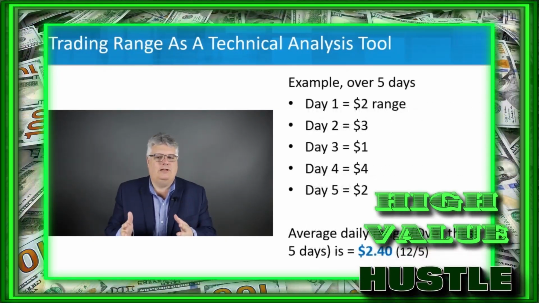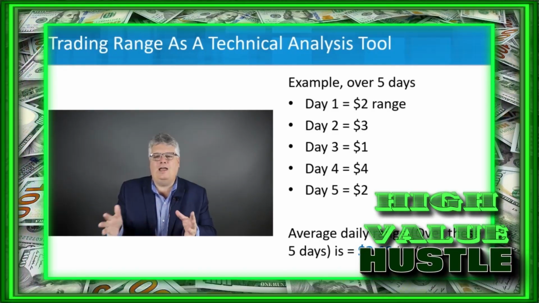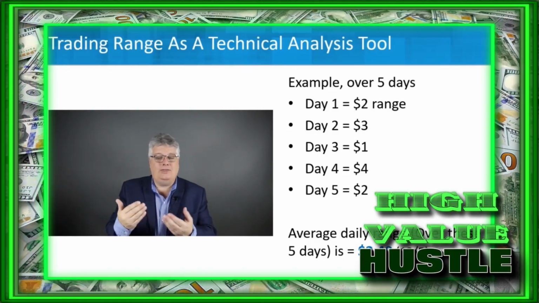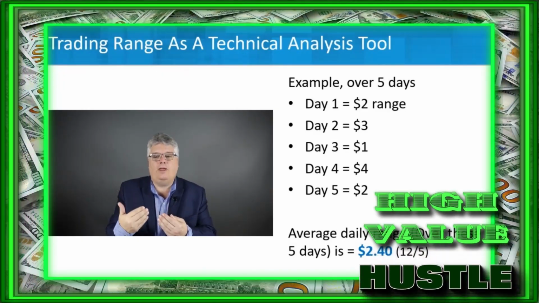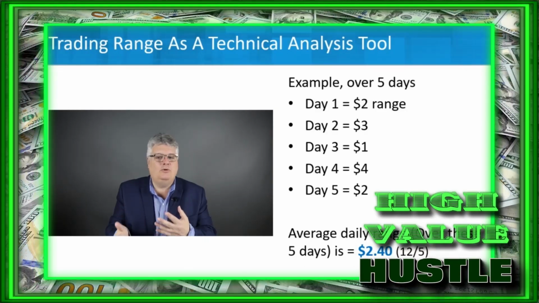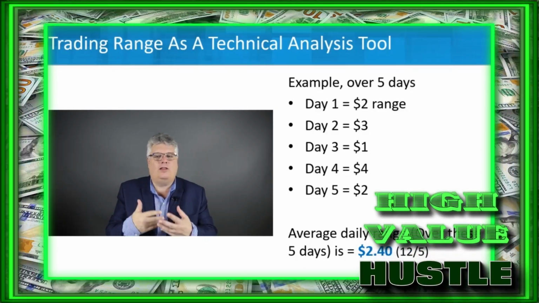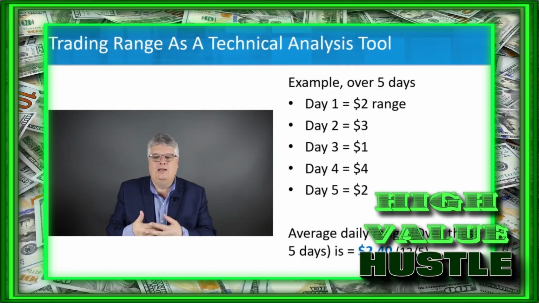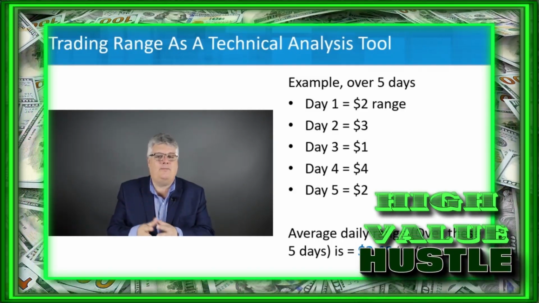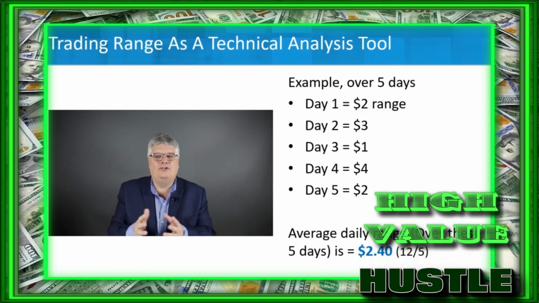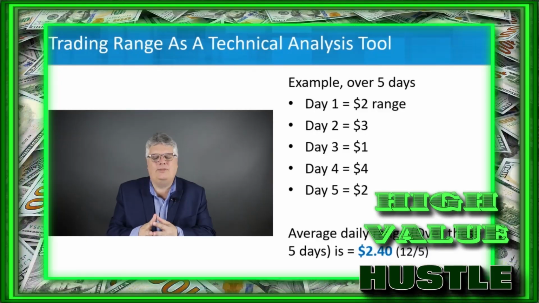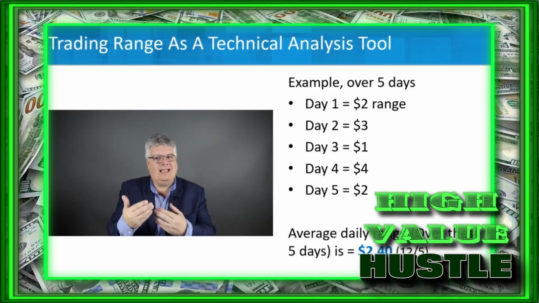So if we look at this as an example even closer, let's say over 5 days, you have these different price trading ranges. Now, these are not the actual prices. This is the range. Like the previous example showed us, we had a $2 range. Maybe day 2 was $3, and then $1 and $4 and $2. So over 5 days, you have total ranges of, in effect, $12, and you divide that by the 5 days, you get your average daily trading range of $2.40, right? Simple math at that point. Again, not prices in this example.